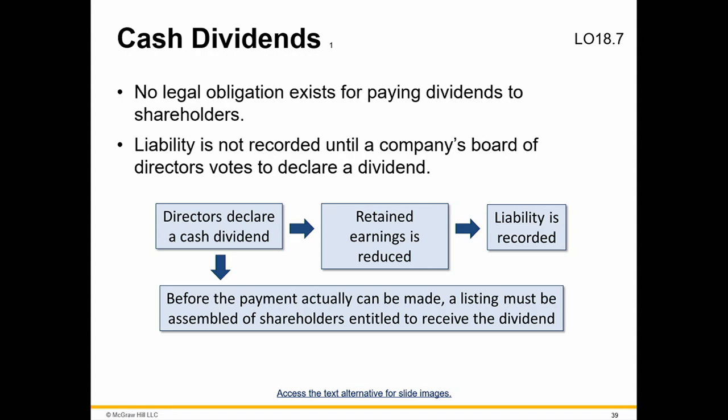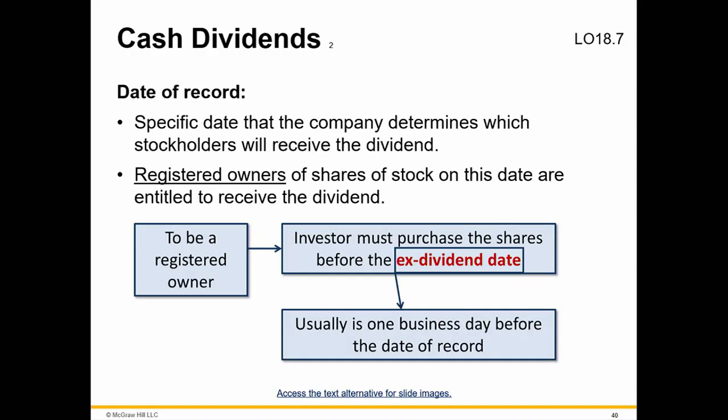Before the actual payment can be made, we've got to assemble a list of shareholders that are entitled to receive the dividend. So that's what we call the date of record. That's the next date. So on a specified date, we determine who owned the stock, so that we can determine who gets the dividend. Because you guys know that you can buy and sell, buy and sell, buy and sell. It's constantly happening. And so the company has to pick a certain date on which, if you own shares of stock on this date, you get the dividend.